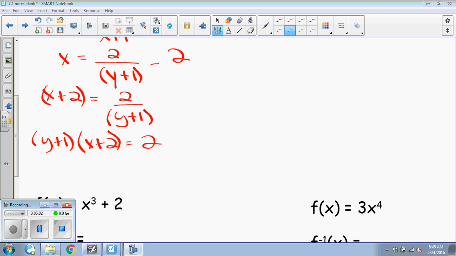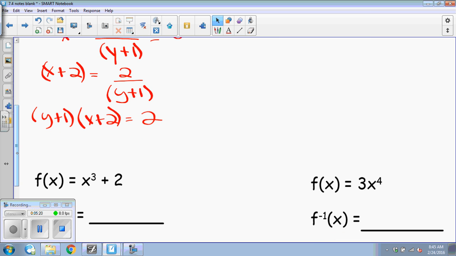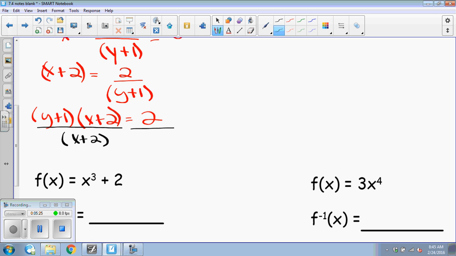Divide by what? X plus 2. Very good. Now if I divide both sides by x plus 2, I'll end up with y plus 1 by itself. Everybody see that? No, it doesn't. Look, if I divide both sides by x plus 2, that cancels, right? So now I have y plus 1 equals 2 over x plus 2.